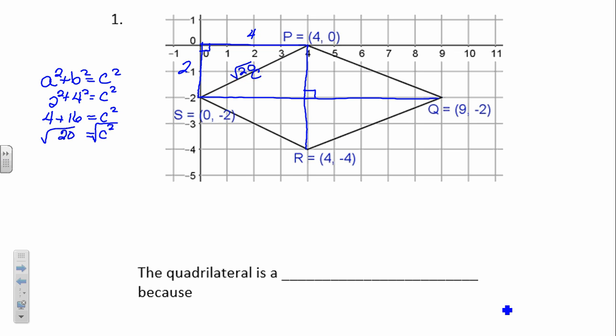Now, same idea here. When we're going from S to R, how much is it going down? How much is it going over? So do we have to go through all of this work again? No. This is going to be the square root of 20 as well.